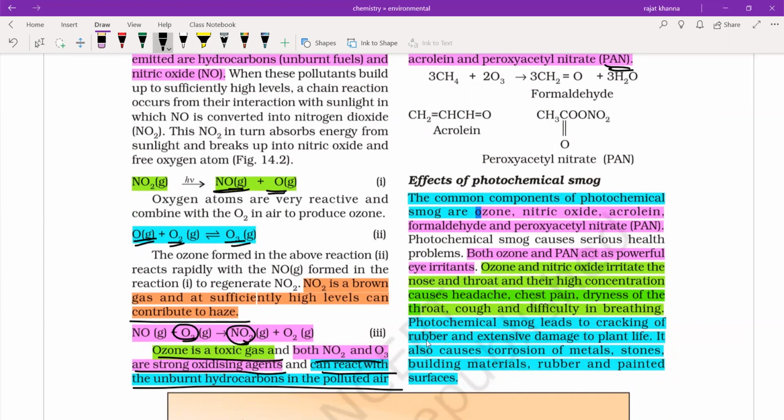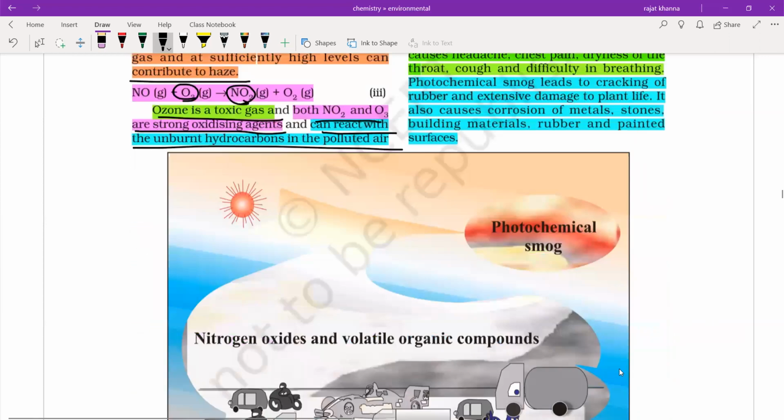Photochemical smog leads to the cracking of rubber and extensive damage to plant life. It also causes corrosion of metal, stone, building material, rubber, and painted surfaces.